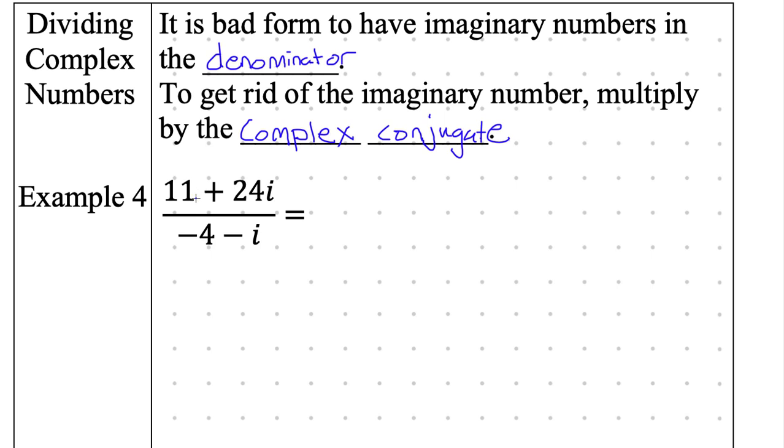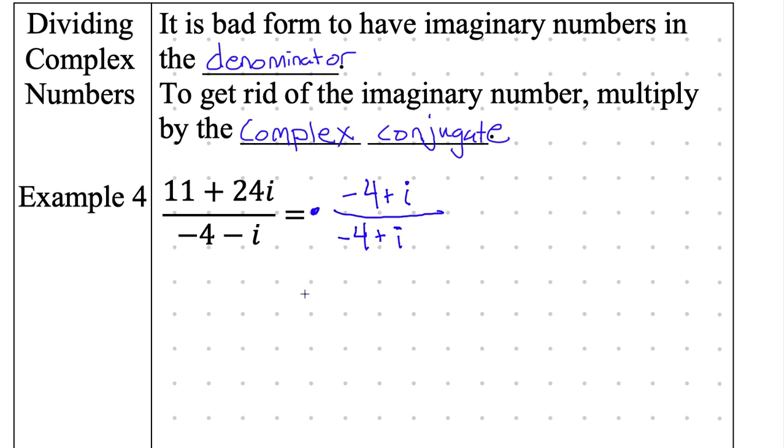So, example 4. I don't like having an imaginary term in the denominator. Not good form. So I'm going to multiply this whole thing times something over something else. Something over itself, I guess, because you're really multiplying by 1. If you multiply by 1, it's the same thing. So can someone tell me what the complex conjugate is for the denominator? For the denominator, negative 4 minus i, what is the complex conjugate? Andrea. Negative 4 plus i. And in order for this to be 1, I also have a negative 4 plus i in the numerator.